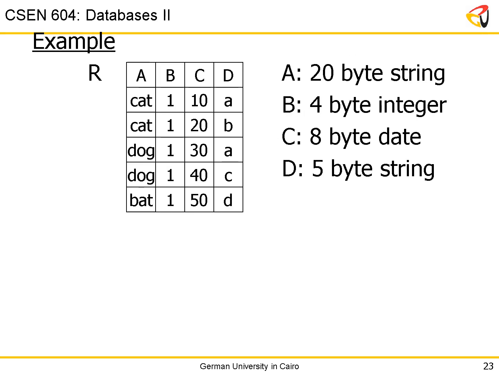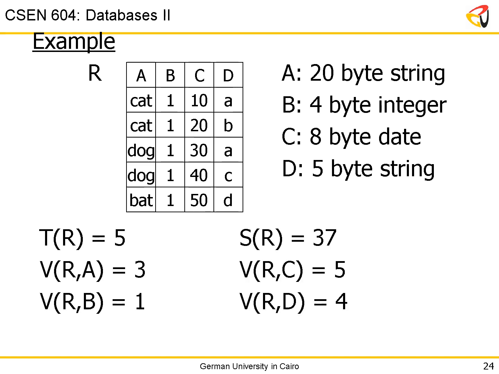So let's see an example. I have here a naive table R that has 4 columns, A, B, C, and D, and this is the content inside each column. Now, T(R), the number of rows in the table, is 5. The number of unique values in each one of the columns is written over here. So V(R, A) is 3. The number of unique values in column A is 3: cat, dog, and bat.